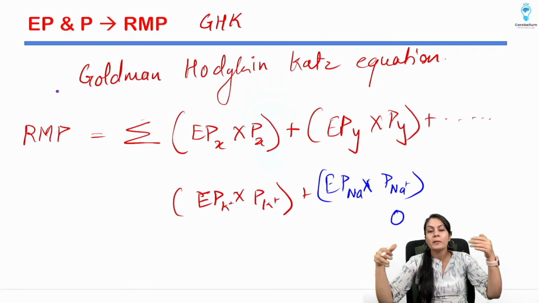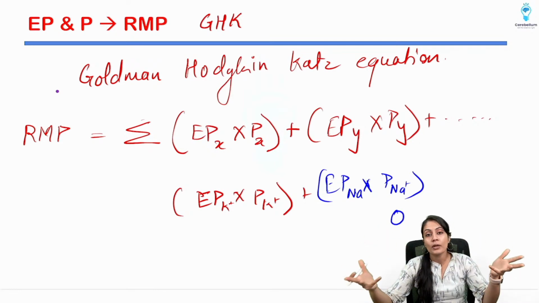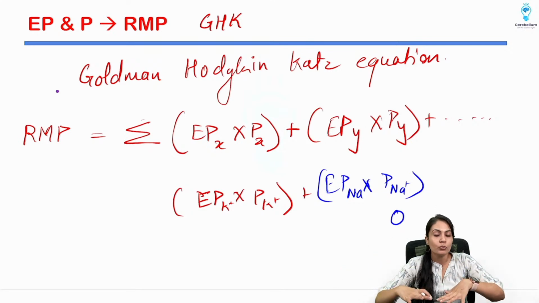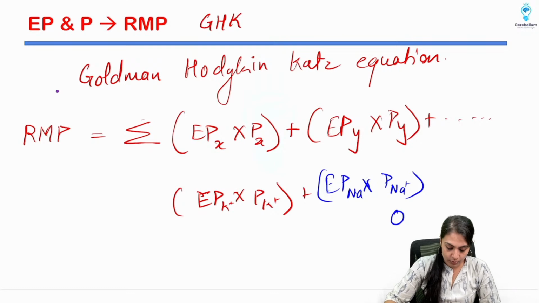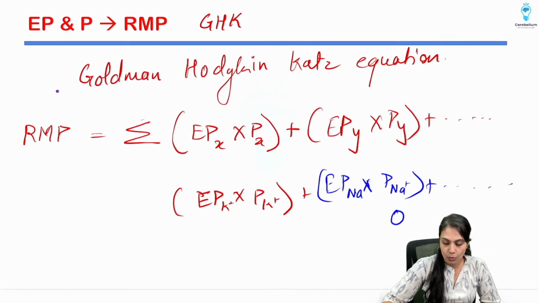If there is no movement, there is no potential difference. If there is no potential difference, everything is going to come back to 0 again, right? So this is how it is going to take place. So you can add whatever levels you want, right?